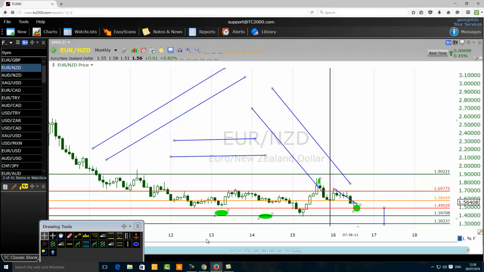But apart from those price structures, we also have the Elliott Wave price structure. So you want to learn about Elliott Wave?